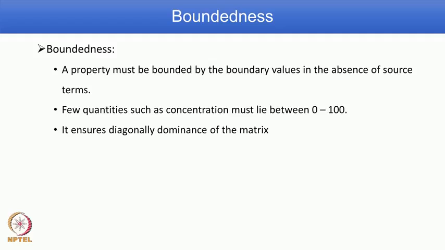Now, this boundedness ensures what is known as a diagonally dominant situation in a matrix. Once again, when we discretize the governing equation, finally we arrive at a system of linear equations and we put them in the form of a matrix, A x equal to b, where A is the coefficient matrix, x is an unknown column vector, and b on the right-hand side is a known vector. Now, we need to invert this matrix to get the solution vector. This inversion procedure depends on the nature of the coefficient matrix.